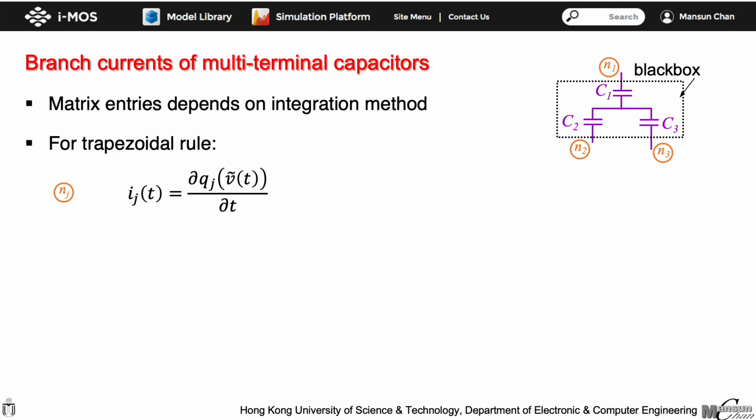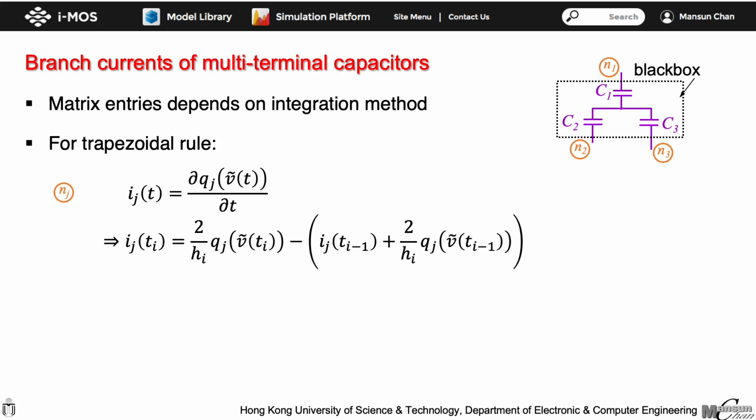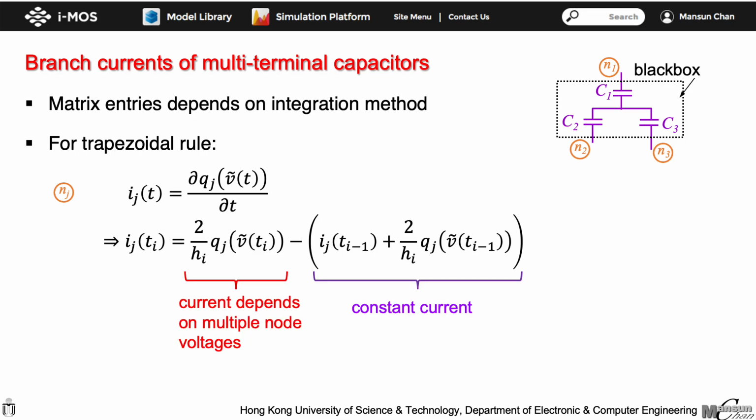We have to pay a bit of attention here, as the variable V is now a vector, because the terminal charges are controlled by more than one voltage. Applying the trapezoidal rule to the branch equations, we get the following expressions. Again, we can identify the constant current part and the voltage-dependent part after applying the trapezoidal rule.